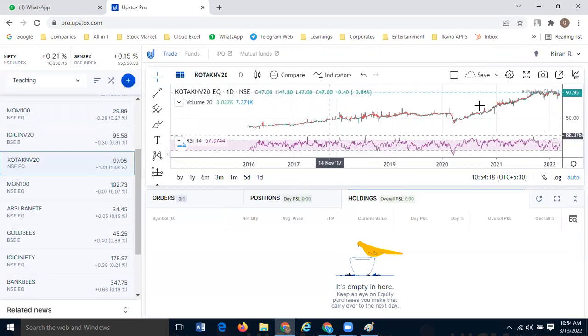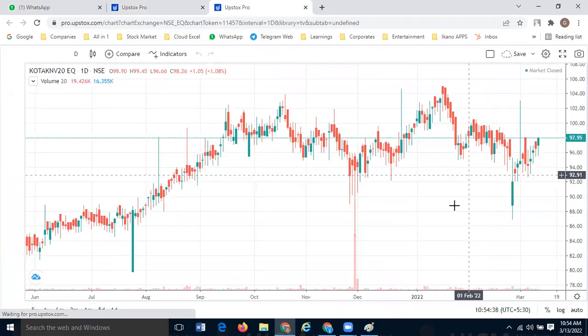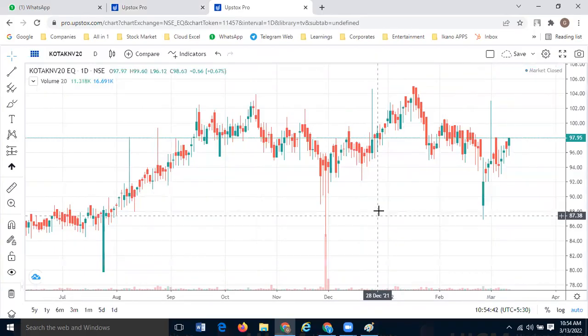This is the TradingView chart. I will just make a pop-up screen for that. Just hold on, I'm sorry. So this is what we will see here, the technical charting screen. We will see how we need to study the chart.